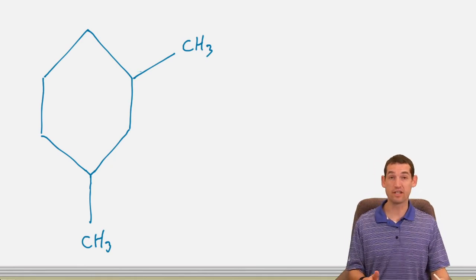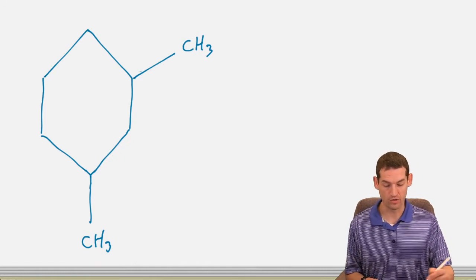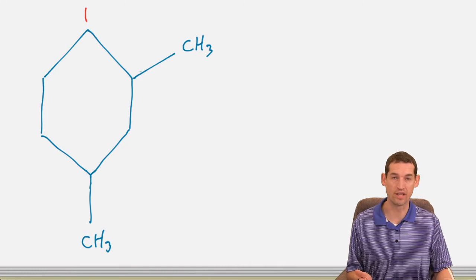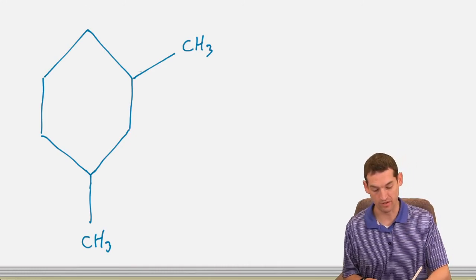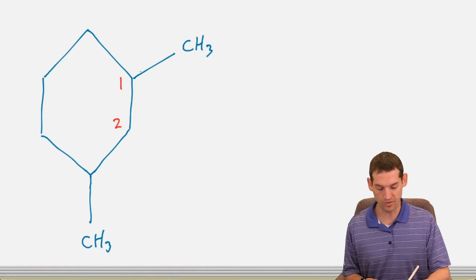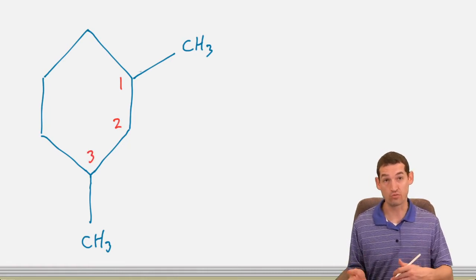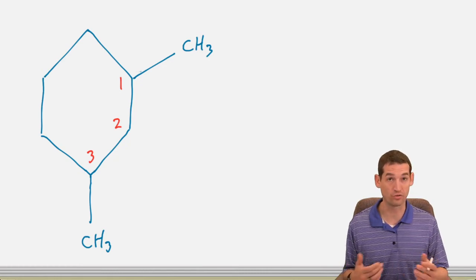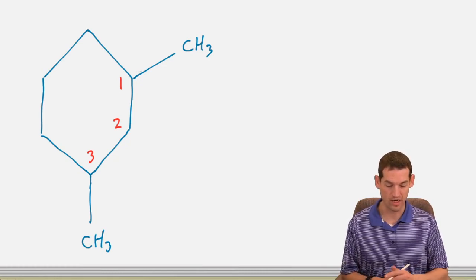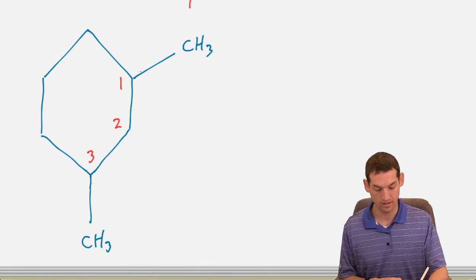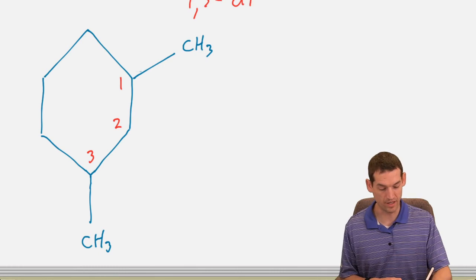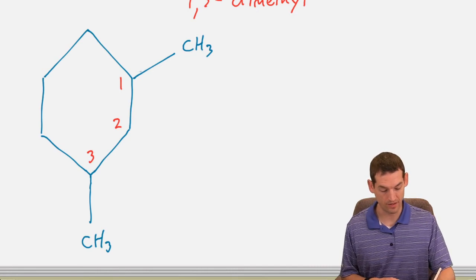All right, now the error in the name, remember you can number from wherever you want. So I wouldn't start here and number that from 1. That doesn't make any sense. I would start on the branch, and then I would number this way so that that gives my 2 branches the lowest possible number. There's no functional group here to worry about. So in this case, I would have a 1,3-dimethyl, and then my parent is cyclohexane.